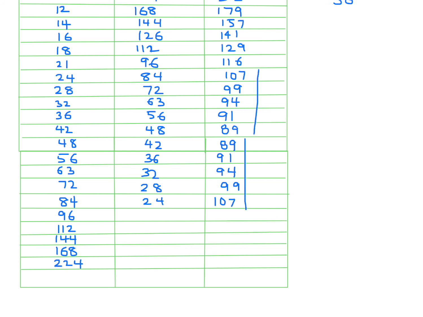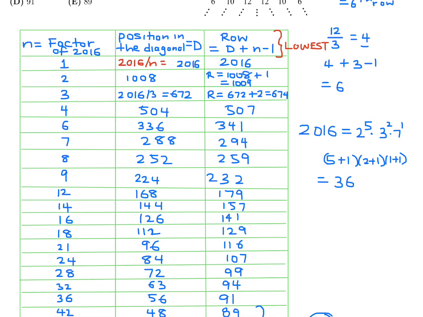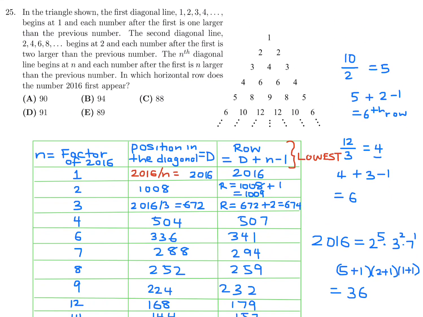If you notice, this is the same as that. 89, 91, 94. Yeah, okay. So that means we hit rock bottom here. 89. That's the lowest number in that column. So that's the answer to the question. Number 25, 89, that would be E.